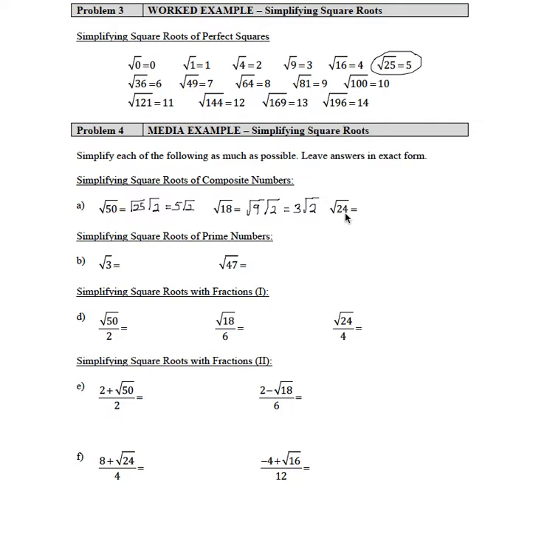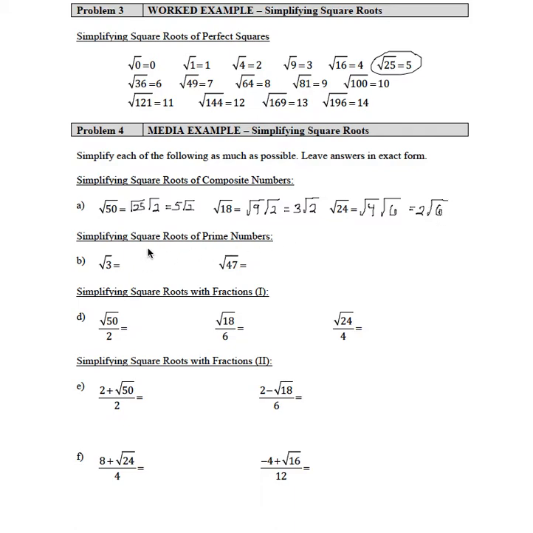Square root of 24 is a lot of different products, 2 times 12, 3 times 8, but the one that's going to help us is 4 times 6, because in our products we are looking for the largest perfect square. So 4 is the largest perfect square factor of 24. Square root of 4 is 2 times the square root of 6, and even though square root of 6 is composite, 2 times 3, neither of those numbers is a perfect square, so we're not going to be able to break this down any further.